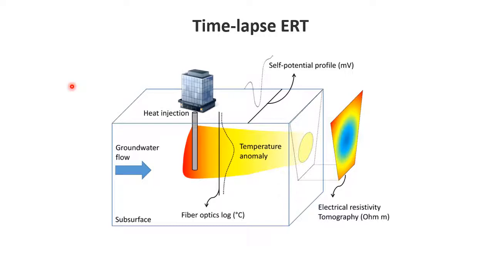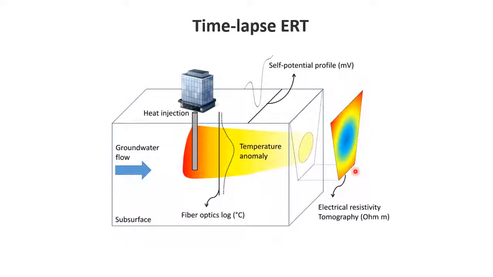So this is the setup of the experiment. We do a heat injection. So here we do a short-term heat injection, and over that short term, we measure the geophysical self-potential profile at a certain location. It allows us to get this electrical resistivity tomography. So the problem, of course, is it doesn't look as nice as it does in reality.